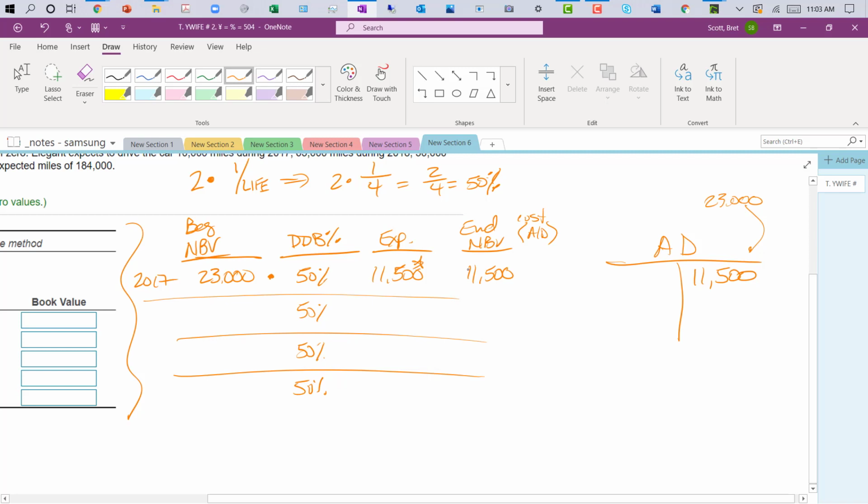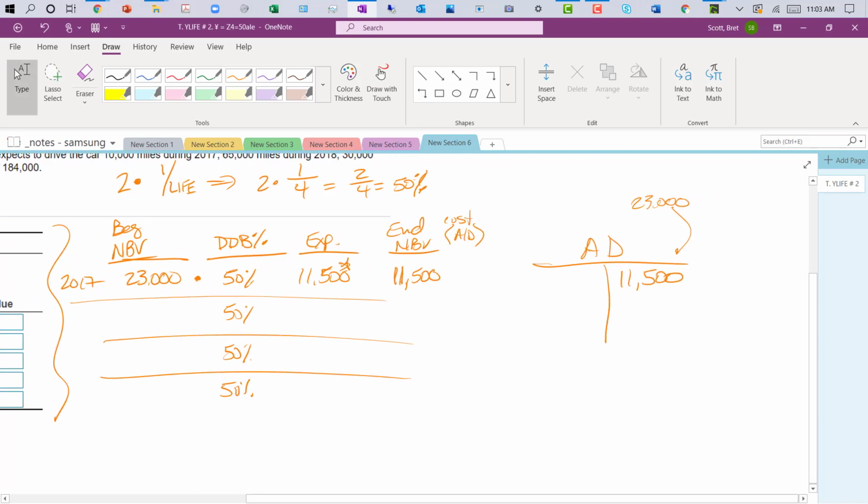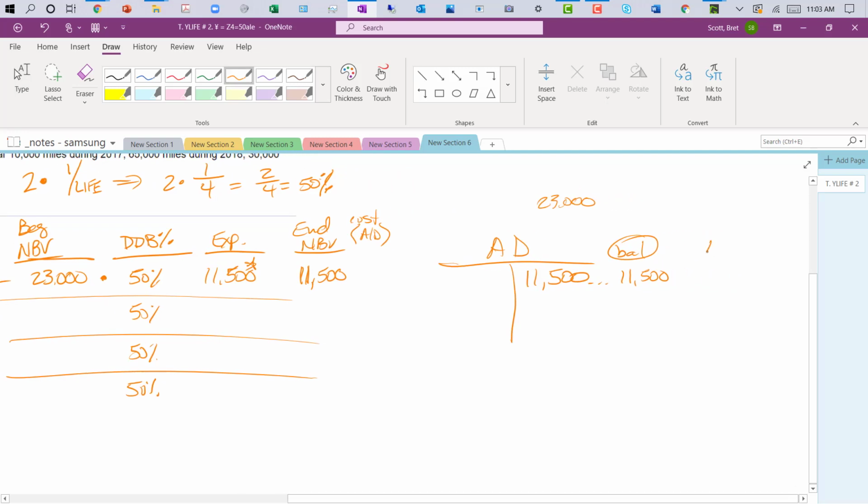This is nice because my percentage is half. It just so happens to be very nice and clean as I go through this, but it's not always going to be the case. So just do the math every single time. Cost minus the accumulated depreciation balance, 11,500. In fact, let's just do this. Balance, 11,500. Net book value, 11,500. It's a weird example.